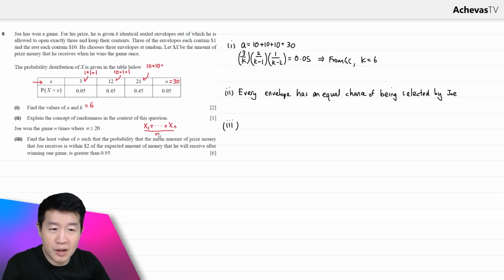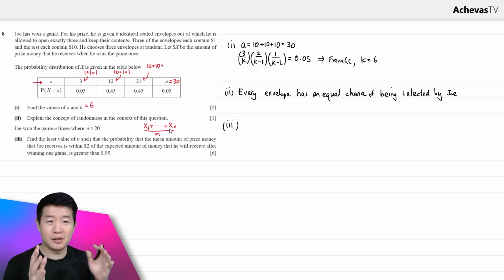And we will require a distribution to represent this so that we can calculate the least possible value for n by making use of the probability that is given to us. The probability that the mean amount of money that Joe received is going to be greater than 0.95. So we need a distribution for this, and since n is bigger or equal to 20, I know 20 is not very big, but at the same time, in order for you to continue with this, you need to approximate this via the central limit theorem to form a normal distribution.